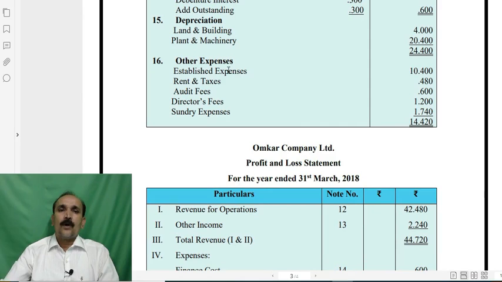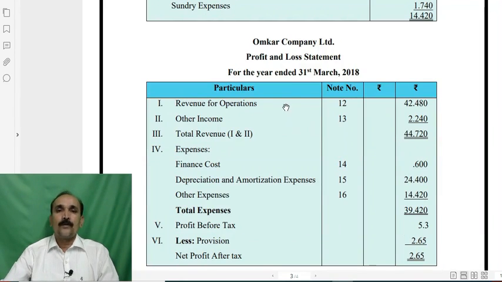Note 16, other expenses. Establishment expenses 10,400, balance as per trial balance. Rent and taxes 480, balance as per trial balance. Audit fees 600, balance as per trial balance. Director fees 1,200, balance as per trial balance. Sundry expenses 1,740, balance as per trial balance. Total of other expenses is 14,420.